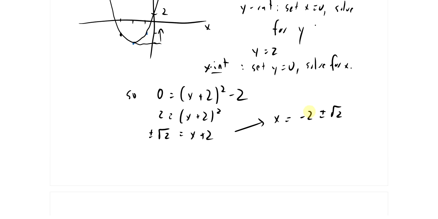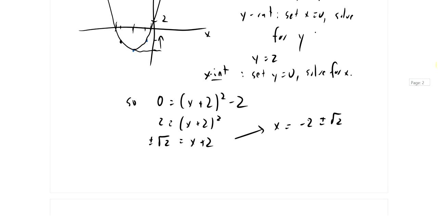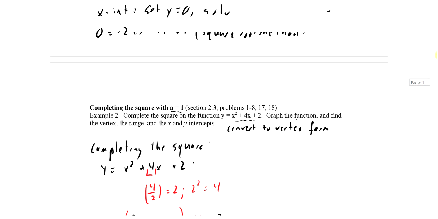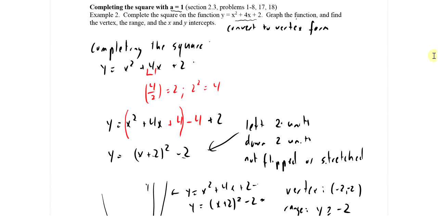Right? And so where are the x-intercepts? Minus 2 plus square root of 2 means we go 2 units to the right, and that's here. Minus 2 minus square root of 2 means we go 2 units to the left, that's there. Again, the vertex is halfway between the roots. Okay, so completing the square, this is when you have an unscaled a equals 1 quadratic, so the coefficient of x squared is 1. Take half of the coefficient and then square that, add and subtract.